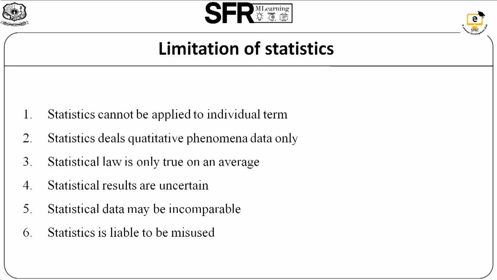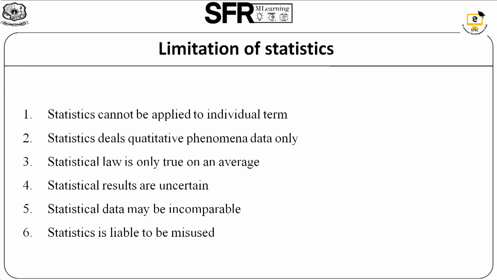Next, statistics deals with quantitative phenomena only, not qualitative phenomena. If we deal with qualitative phenomena, it can be expressed in the form of numerical statements only, and then we can apply statistical methods. Next, statistical laws are only true on an average. It is used only for averages, not for regression or correlation. Statistical results are uncertain. It can give some predictions only, right?